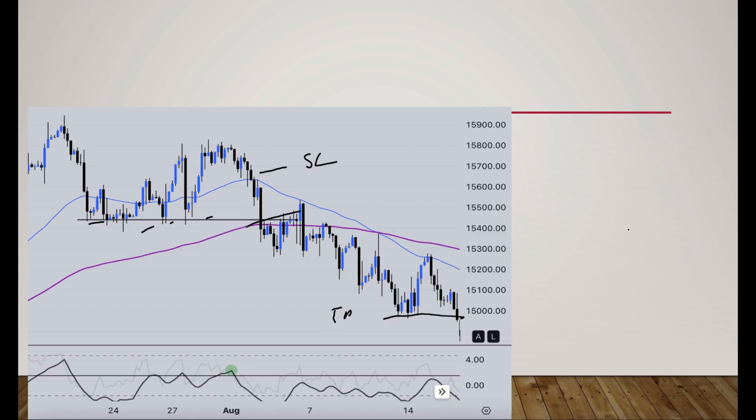So here's an example that I've gathered for you guys, just to show you how it works. As you can tell here, this is a support level, so support. It's bouncing off from there.